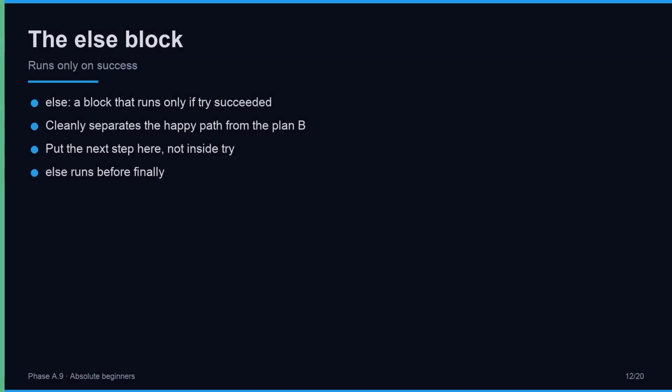Sweep up. The else block runs only when the try block finished without raising anything. Its job is to keep the happy path separate from the plan B. Instead of putting more code inside try, where an exception from that extra code would also be caught, you put it in else. That way only the truly risky line is watched, and the code that depends on it lives in else. Then finally still runs. Read it as: try this, if it worked, do this, if it failed, do this, and always do this last.